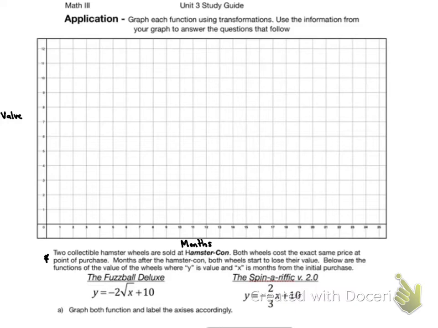And the first one I'm going to get on there is the Fuzzball Deluxe. And I'm going to put my parent graph on here first. So we are 0, 0, 1, 1, 4, 2, because we have a square root function there. Now, it's going to be a little off the graph, so you kind of have to combine these 2 steps together. So let's say we do these in blue.